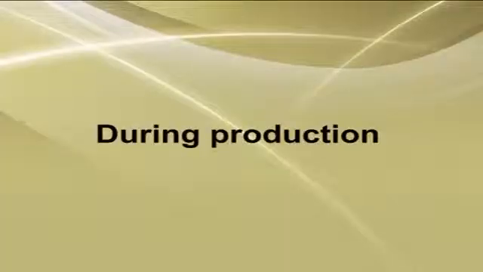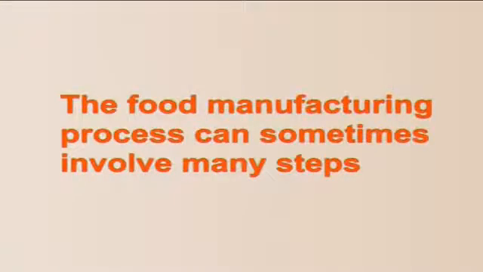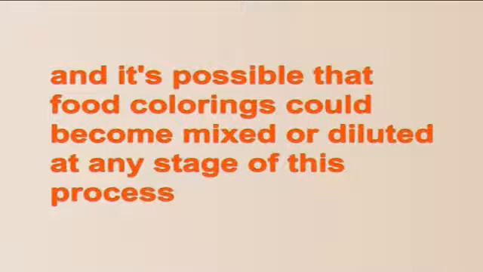During production, the food manufacturing process can sometimes involve many steps, and it is possible that food coloring could become mixed or diluted at any stage of this process. Because of this, food producers often scan small test batches of products during the production process. This is done to ensure the quality of the end product and can identify any production line level problems before they cause major issues down the line.